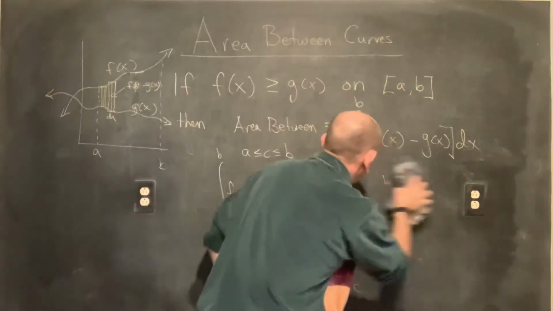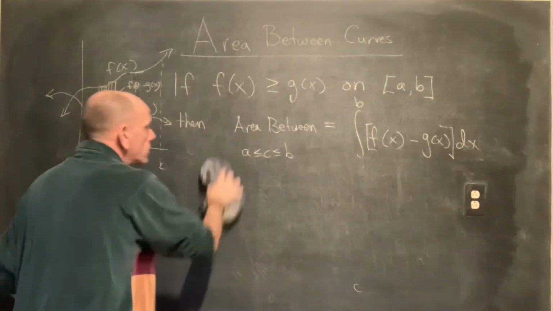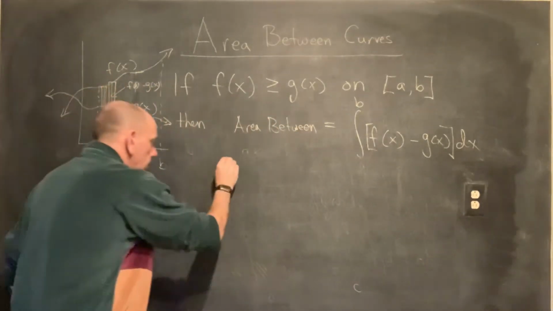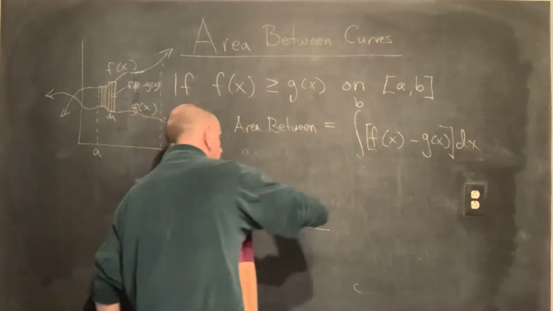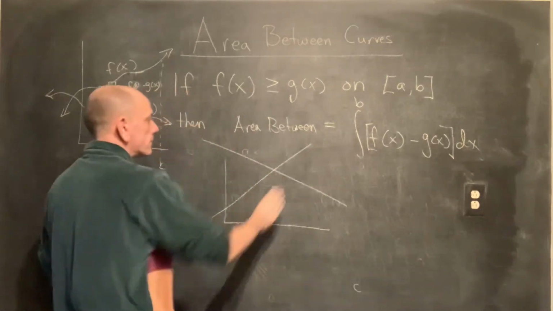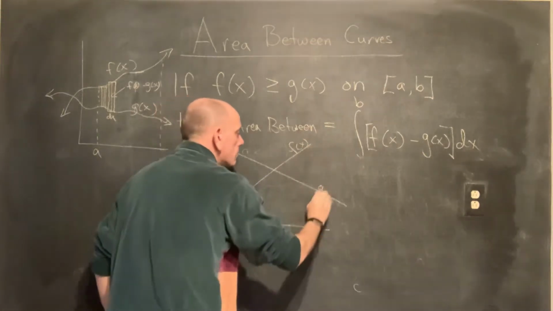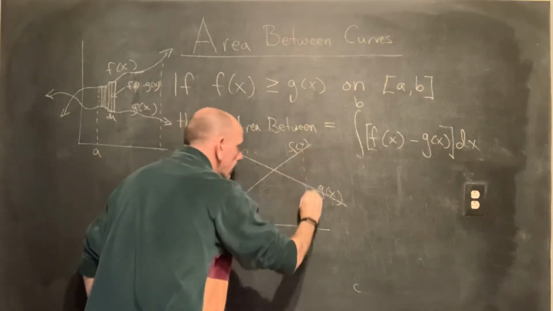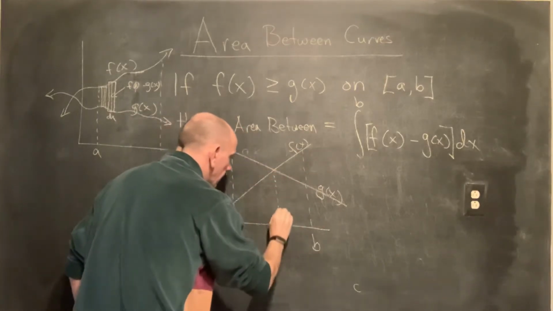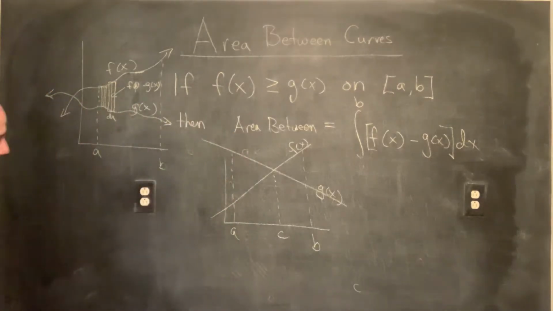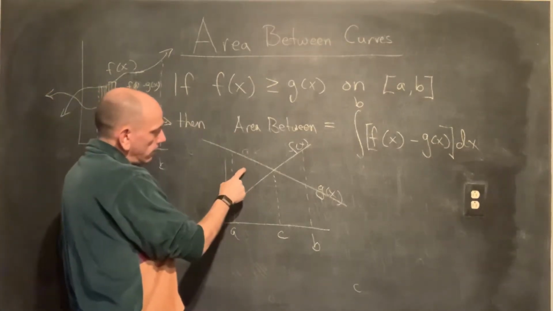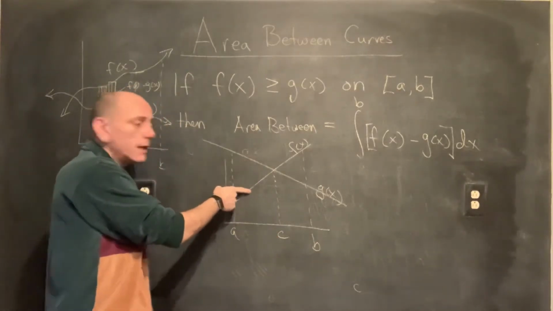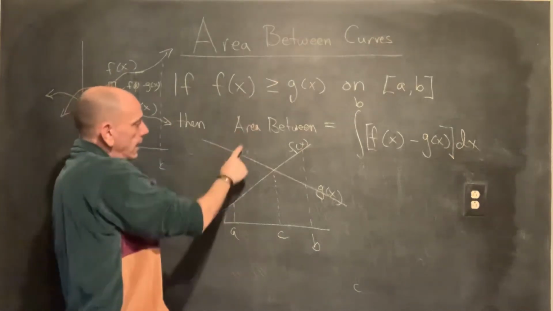I'm going to need that if my behavior changes, because I have to worry about greater than or less than. So, for example, let's say I have some function like this and another function like this. So here's my f, and here's my g, and then we'll go from a to b, and then this is some c in between. Well, on this interval here, going from a to c, g of x is actually greater than f of x. So I'm going to need to reverse those based on which one is greater.